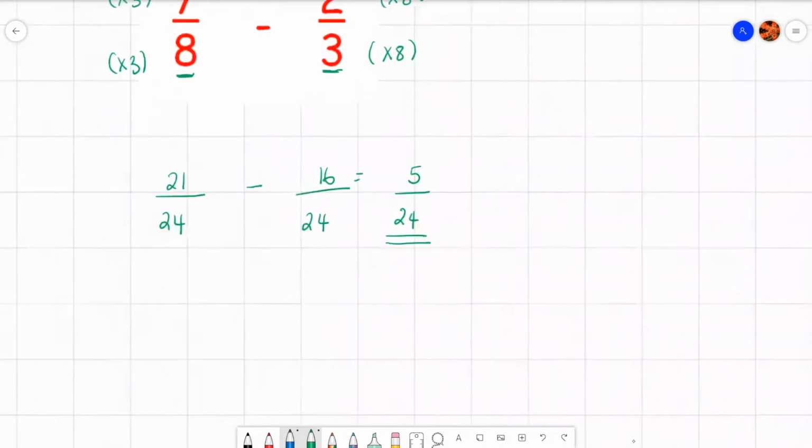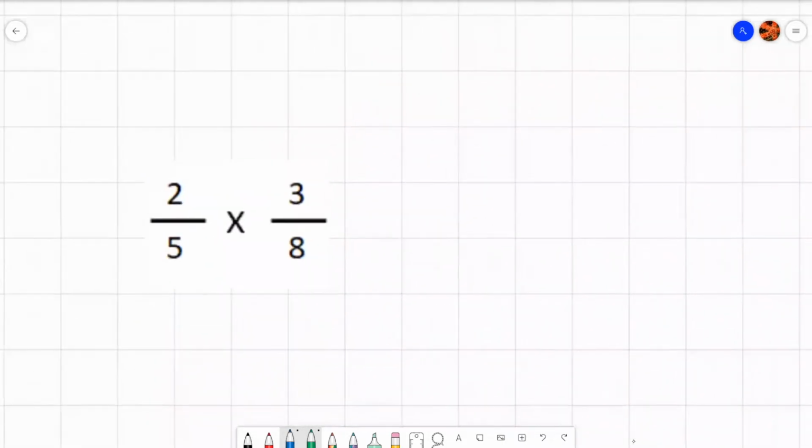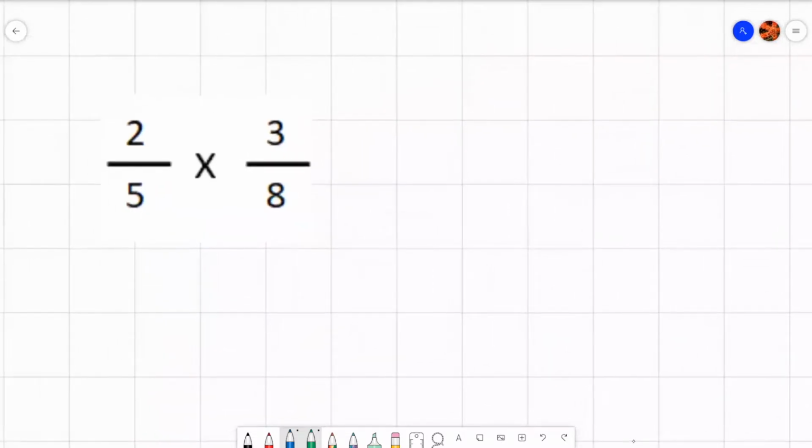Okay, let's have a look at another example. This time we are going to multiply. When you multiply fractions, you just times the tops together and times the bottoms together. So 2 times 3 is 6 and 5 times 8 is 40. You can leave it as this, or you can simplify your fraction down. And because we can simplify it, let's simplify it.